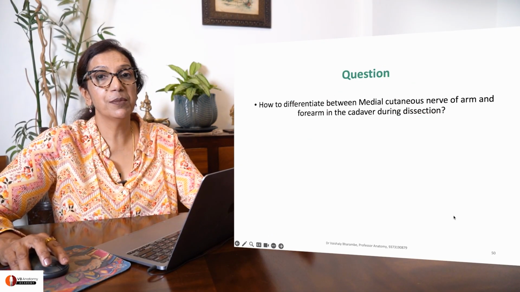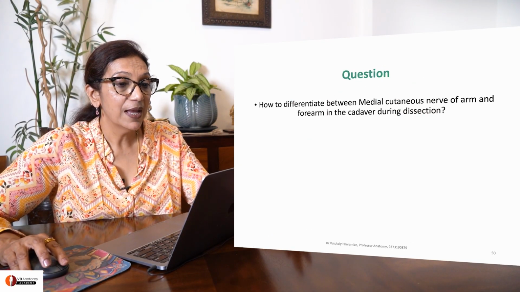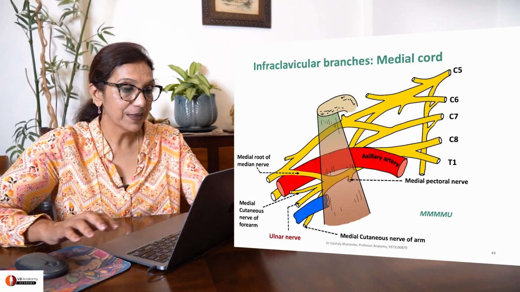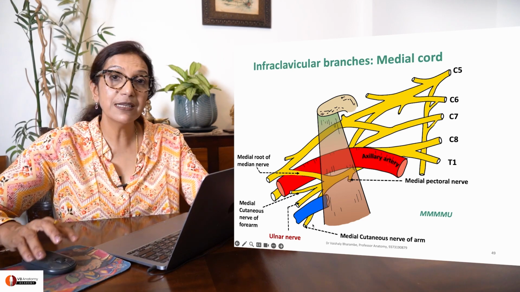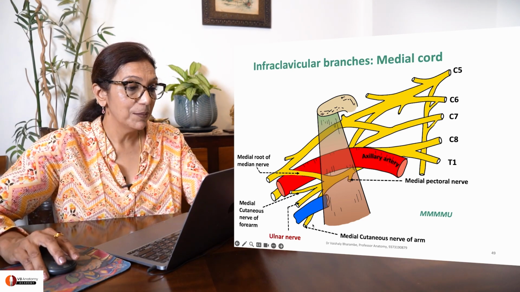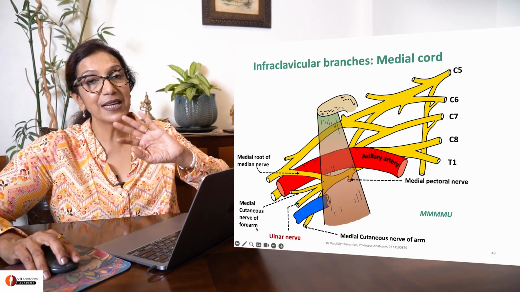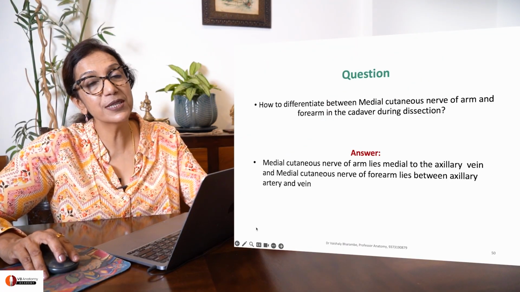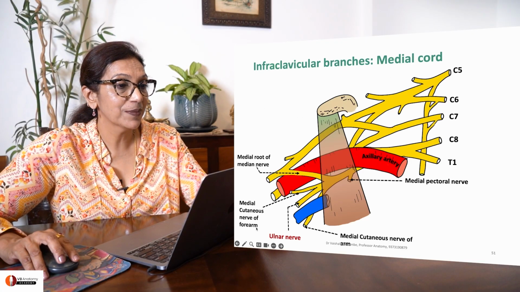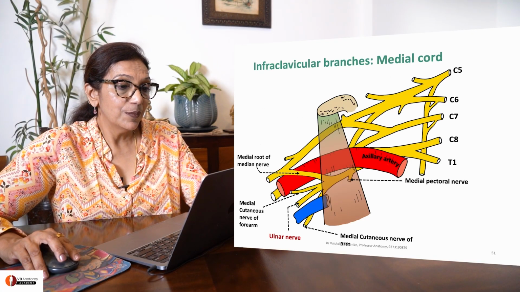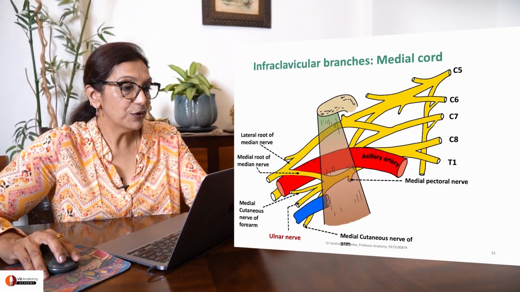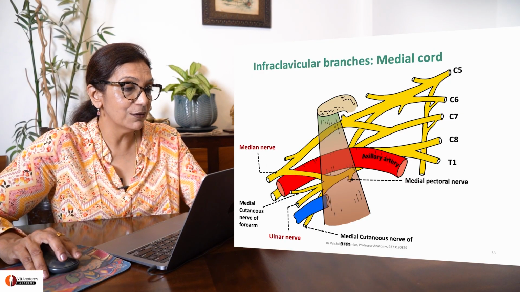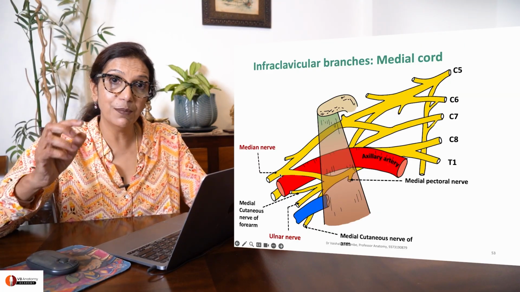How do you differentiate between medial cutaneous nerve of arm and forearm in a cadaveric dissection? Remember that medial cutaneous nerve of arm lies medial to the axillary vein. Medial cutaneous nerve of forearm lies between axillary vein and axillary artery. That's how you differentiate. Use the images to help you understand. The lateral root of median meets with the medial root of median to form the median nerve. Did you see this median nerve, the thick nerve being formed?